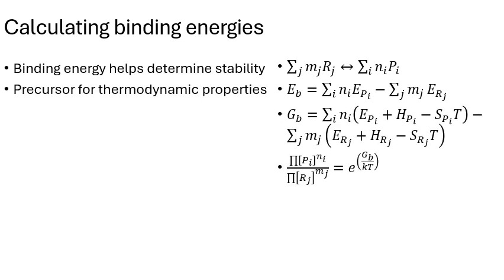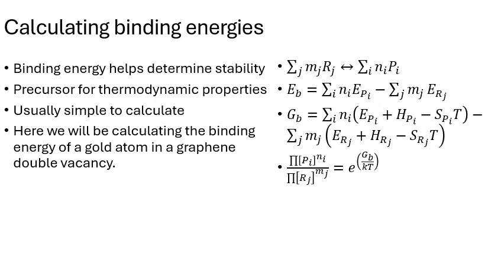This is a precursor to a lot of the thermodynamic properties, so Gibbs free energy or Helmholtz free energy will rely on additions of enthalpy and entropy contributions, and from these the relative concentrations of different species can be found. It's usually one of the first things and one of the simplest things you can calculate as a computational chemist or a computational physicist in this area.